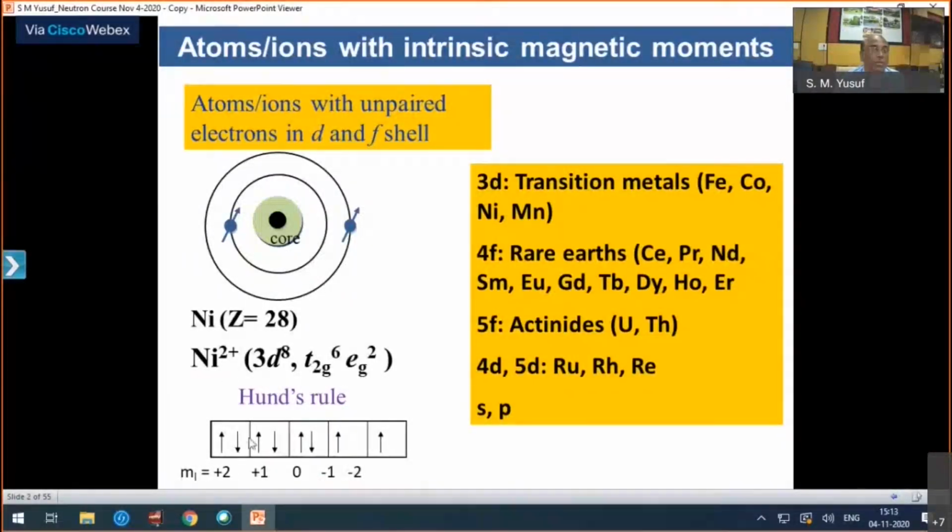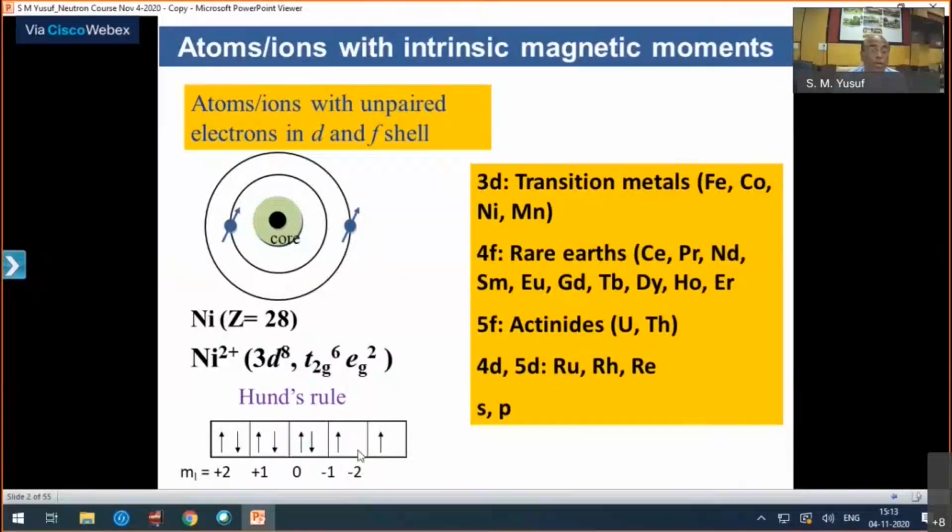But then you have 8, so you could only accommodate this 5. So the remaining 6th one has to go down, spin pairing, 7, and the 6th one will also go down. Similarly, this one will also go down. So finally, you will have 2 unpaired electrons. These 2 unpaired electrons are responsible for this magnetic moment.